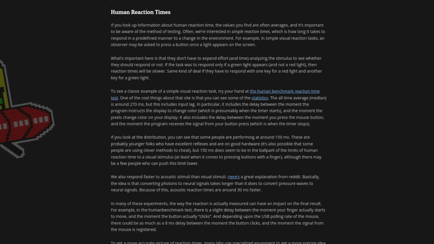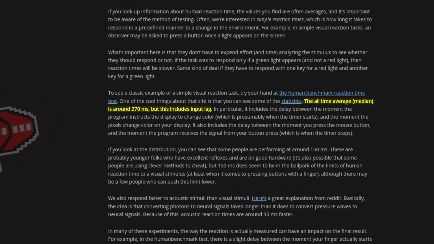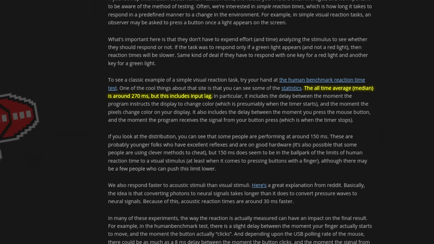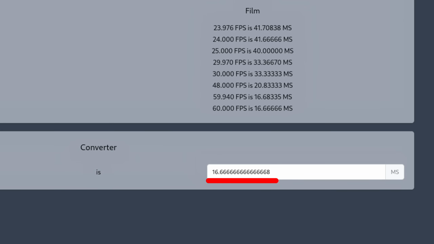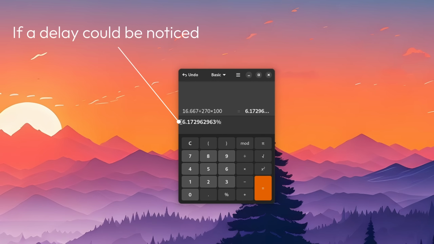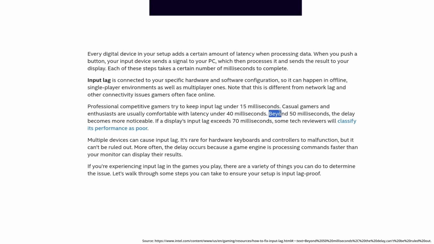To put this into perspective, the median of the human reaction time seems to be around 270 milliseconds, while some can even manage to go as low as 150. A 16.67 millisecond latency would mean that we are at least 6.172% inaccurate, which I don't really like, especially since it's most likely double as high if we consider frame timings as well.